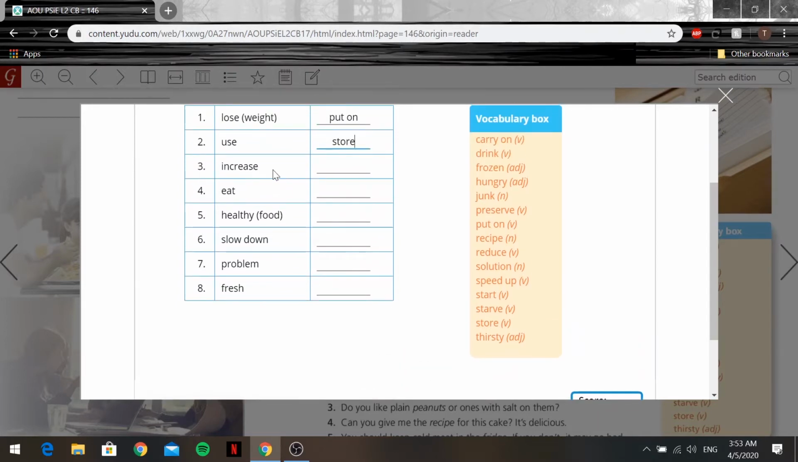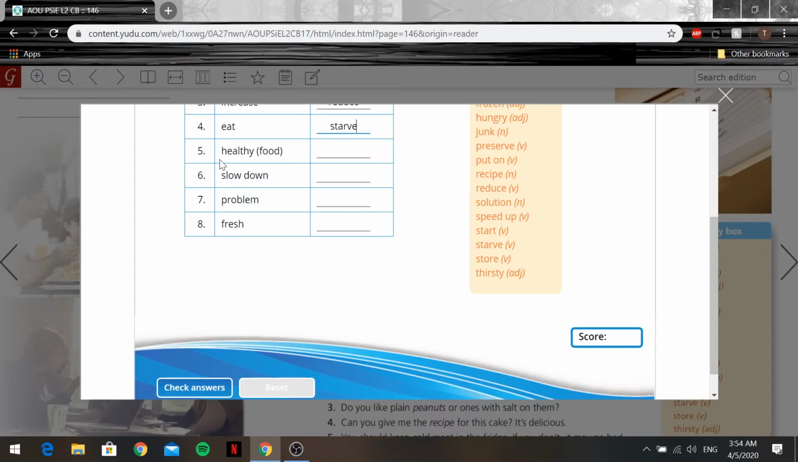Three, increase. I'll say reduce. Increase means add more. Reduce, obviously, means to not add more, but to lower. So the opposite of increase will be reduce. Four, eat. The opposite of eat is obviously going to be starve. Eat means to eat, and starve means to not eat. So about that, starve.